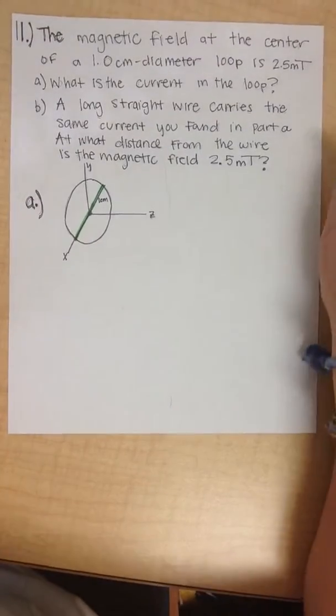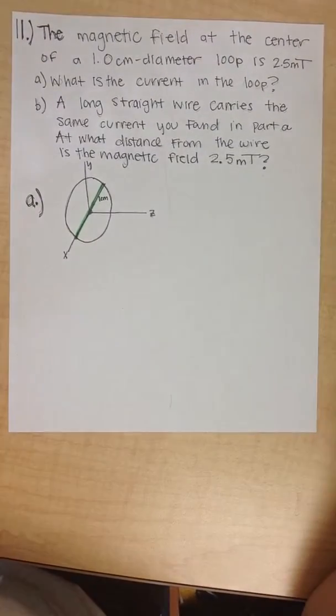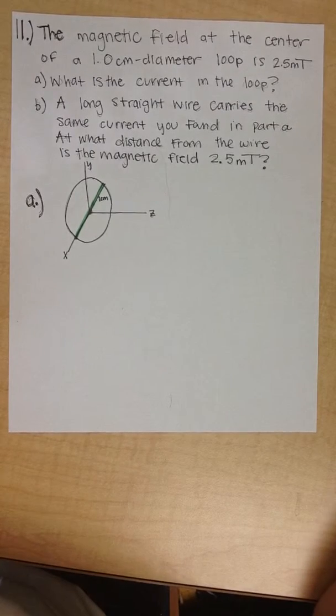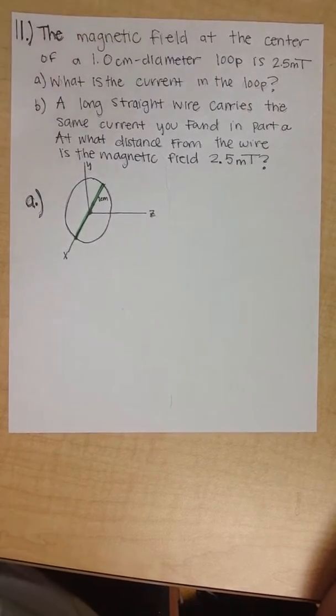In number 11 in chapter 3, it reads, the magnetic field at the center of a 1 centimeter diameter loop is 2.5 millitesla. In part A, it asks, what is the current in the loop? In B, it asks, a long straight wire carries the same current you found in part A, and at what distance from the wire is the magnetic field equal to the part A 2.5?